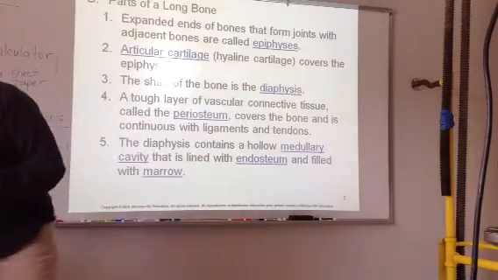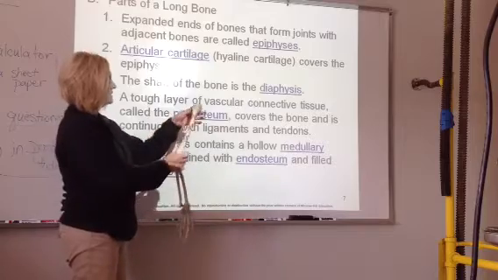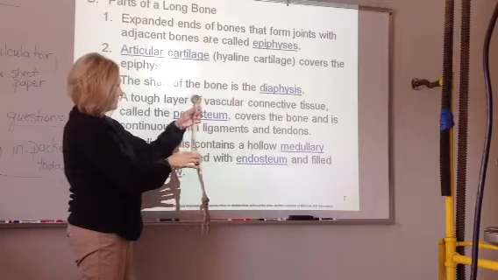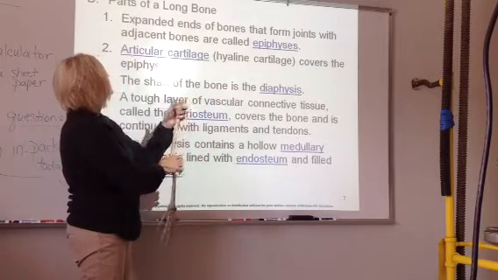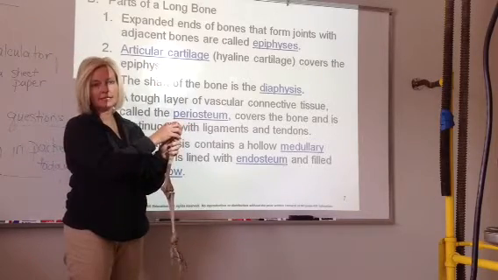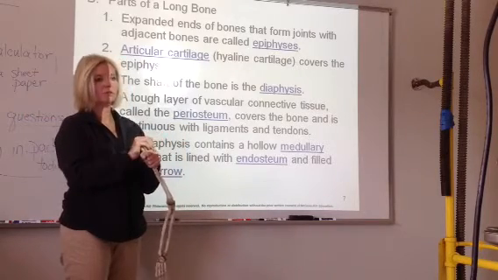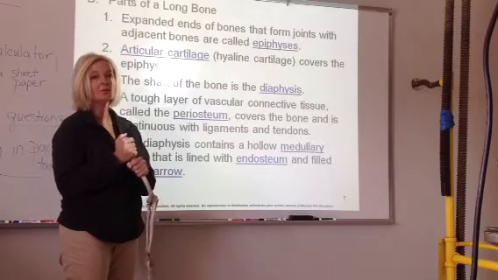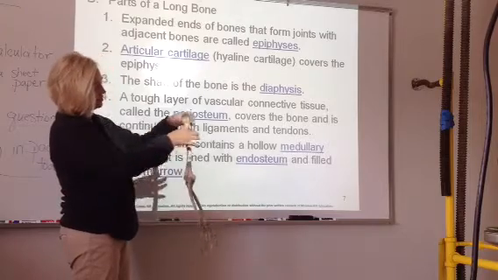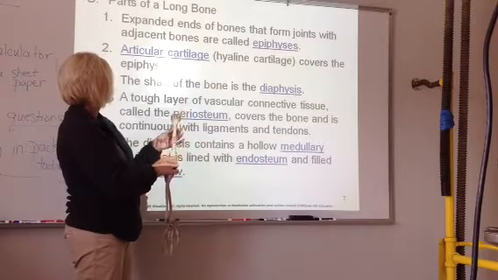Parts of a long bone. So if I'm looking at a long bone, the epiphysis is the ends. So this would be an epiphysis, and this would be an epiphysis of my humerus bone. Articular cartilage then is going to cover these ends, and that's very important for movement. The cartilage is going to protect the bones so they don't rub against other bones. So the cartilage is a form of protection. The shaft of the bone then is the diaphysis, and that's the long structured part of it.